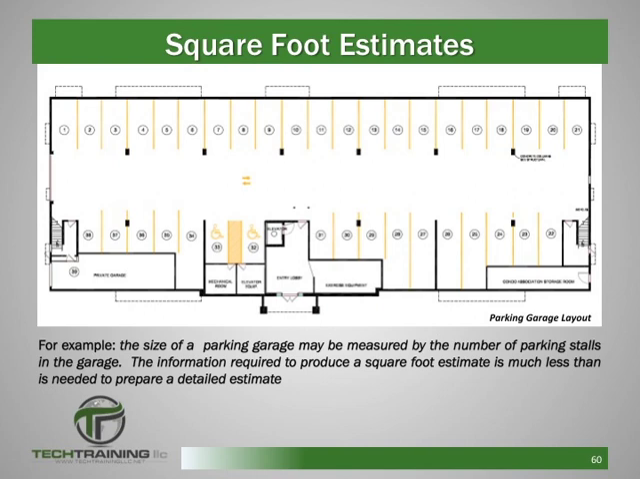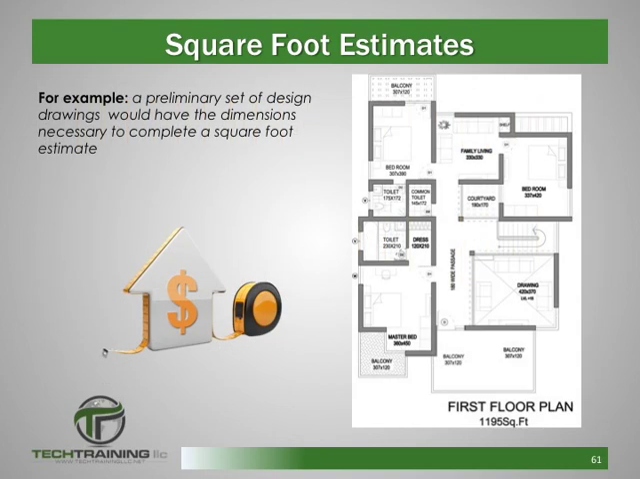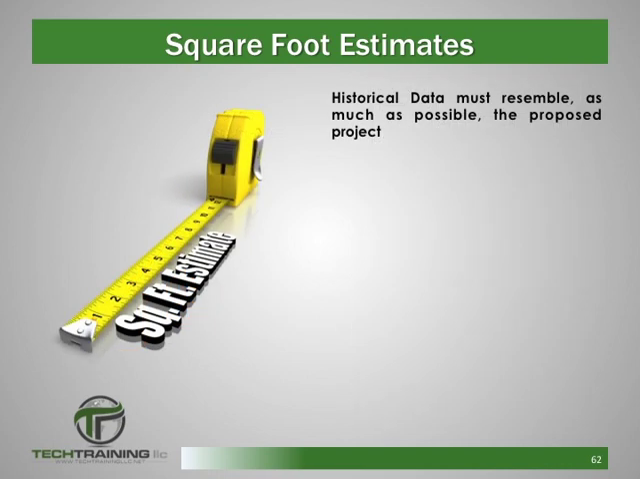The information required to produce a square foot estimate is much less than what is needed to prepare a detailed estimate. This is because a square foot estimate can be prepared with a preliminary set of drawings which already has the dimensions necessary to prepare the estimate. Square foot estimates are quick and in many cases are used simply to check the budget of a project. Like an assembly estimate that is making broad assumptions, care must be taken while preparing a square foot estimate. Most notably, the historical data or previous data which is being used to determine the cost per square foot must resemble as much as possible the proposed project.